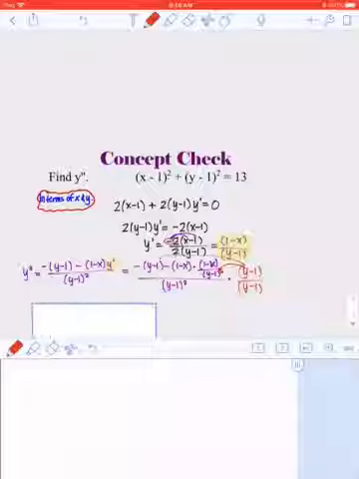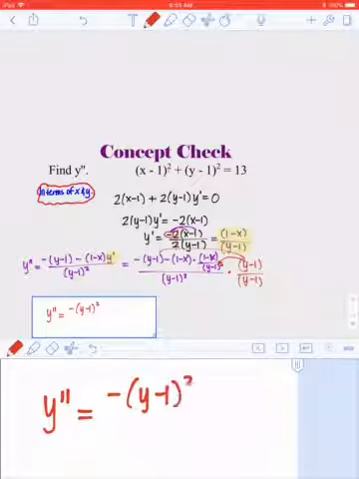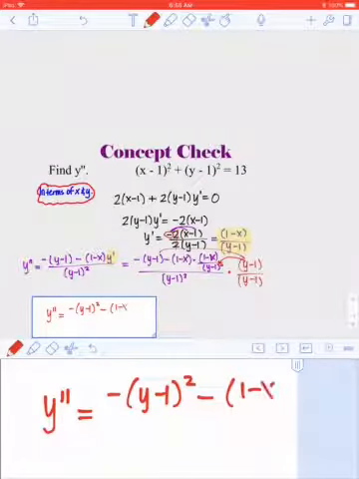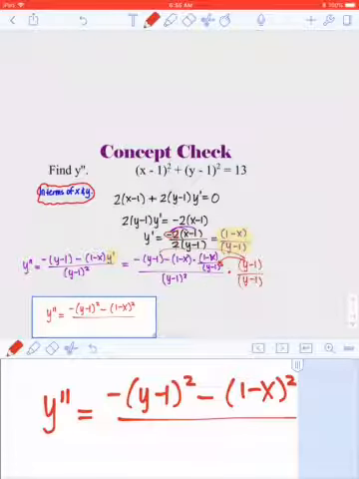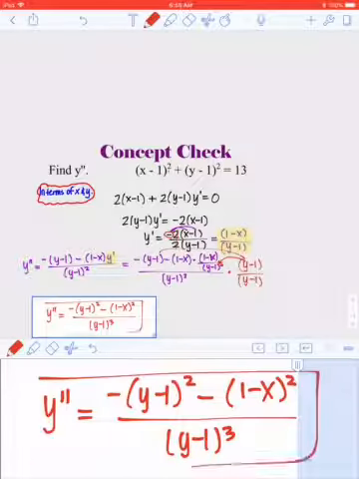And so my very final answer, y double prime, would be the opposite of y minus 1 squared minus 1 minus x squared all over y minus 1 cubed. And I would call that my very final answer.